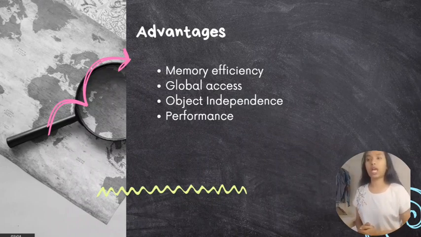Then there is global access. You can access static methods or static variables or static resources globally. Then there is object independence. Static resources don't depend on objects, like your instance variables or non-static methods. They will get memory after you create an object of your class. But in case of static, it doesn't matter if you have created an object or not, you will get access to your static resources.